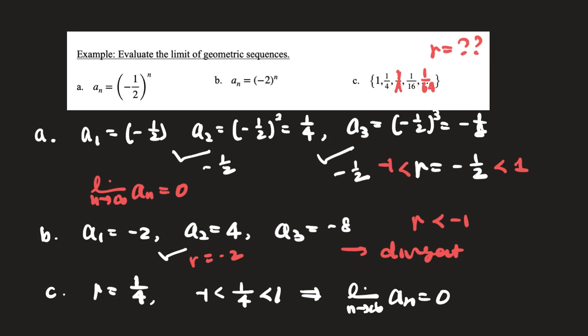So the first thing you have to do is identify a geometric sequence, then find the common ratio. If the ratio is between negative 1 and 1, the sequence goes to 0. If the ratio is 1, which means every term of the sequence is the same, it goes to that first term. Otherwise, it is divergent.